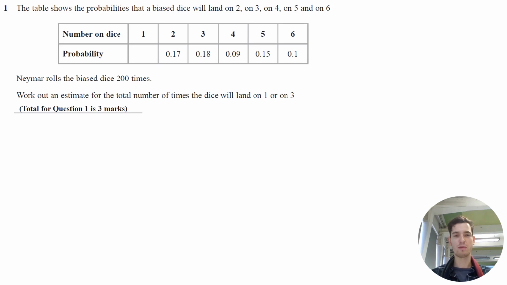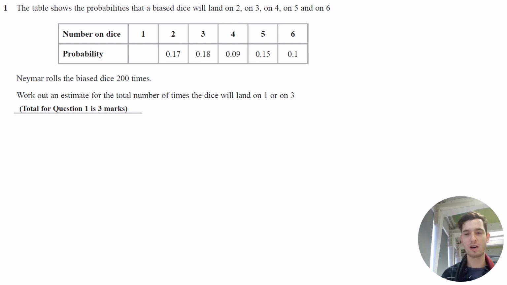So the table shows the probabilities that a biased dice will land on 2, 3, 4, 5, and 6. So we've got a table there. Immediately I can see that the probability of 1 is not there. Naomi rolls the biased dice 200 times. Work out an estimate for the total number of times the dice will land on 1 or 3.